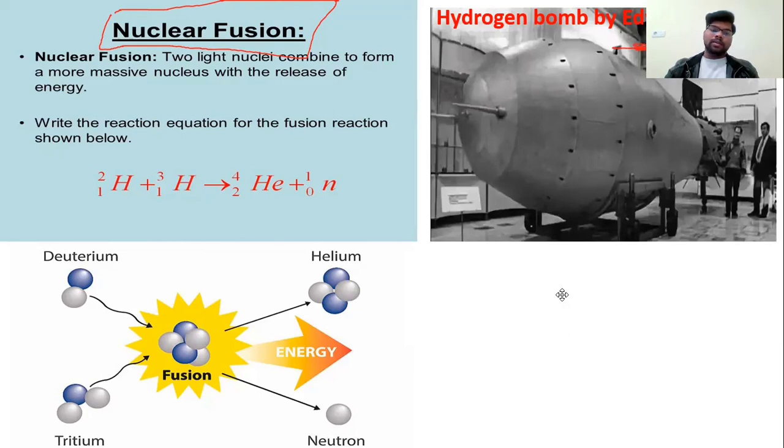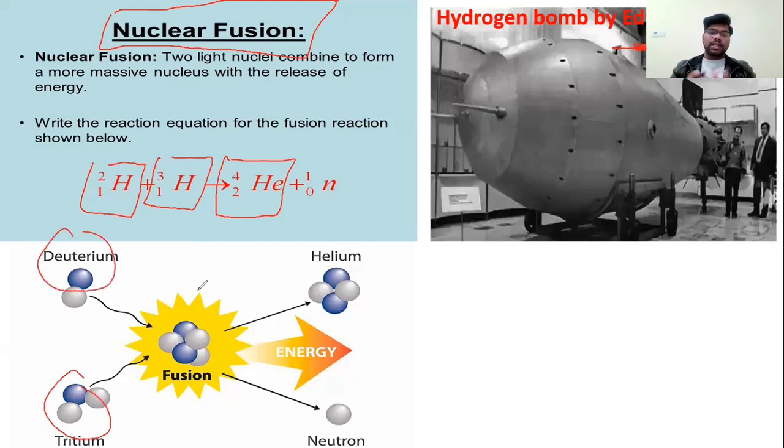Here in this diagram, you can see how a small nucleus, for example hydrogen's deuterium, reacts with tritium, another small nucleus, and they combine together to form a new element called helium. It's a big nucleus, and energy is also produced. So tritium reacts with deuterium, fusion takes place, energy is released and the new element helium is produced. Of course, neutrons are also produced from it. So this is called nuclear fusion reactions.